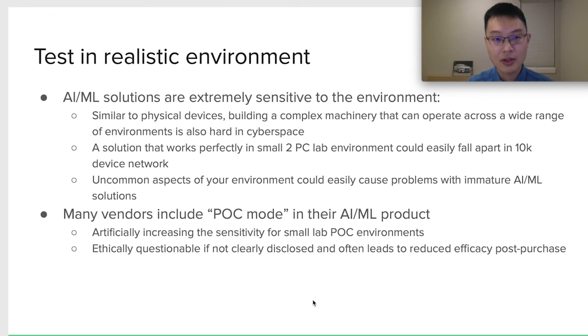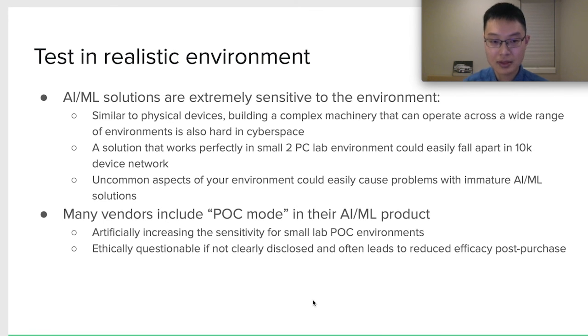My final recommendation for AI/ML product evaluation is to test in realistic environments. Most AI/ML solutions are actually extremely sensitive to the environment because, similar to building physical devices, building complex AI/ML solutions that can operate across a wide range of networks is very difficult. An analogy would be to build an AI doctor that is able to detect diseases not only in humans, but also all the way down to single-cell organisms. We have seen AI/ML solutions that work perfectly in small lab environments, but quickly fall apart in realistic environments, for example, with 10,000 devices.